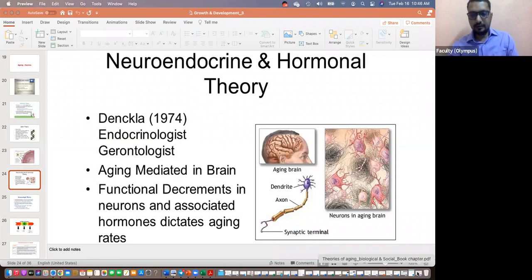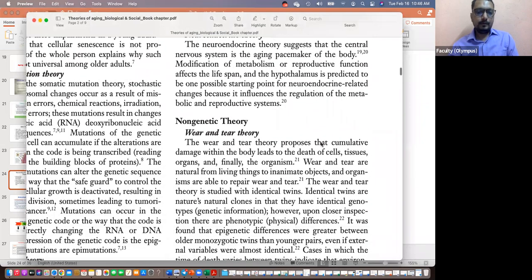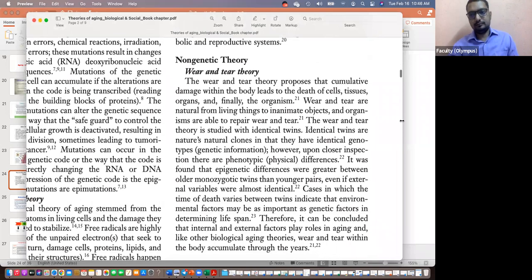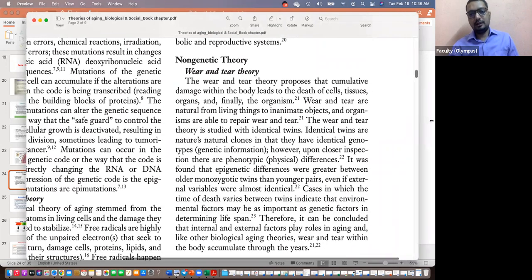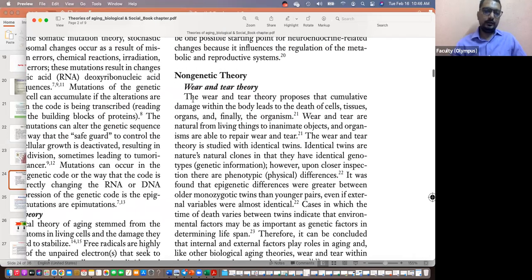Okay, so these are examples of genetic theories of aging. And there is only one example of a non-genetic theory of aging. Non-genetic theory of aging. That is the wear and tear theory. What is it? This is called the wear and tear theory.